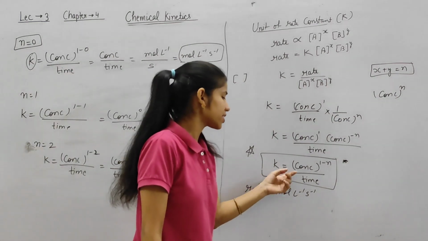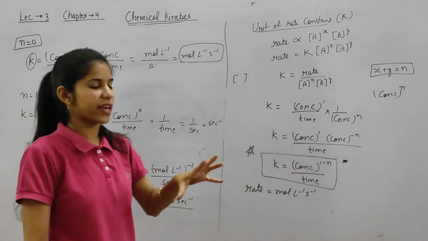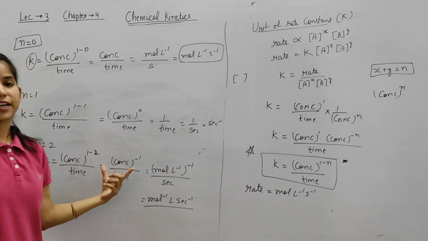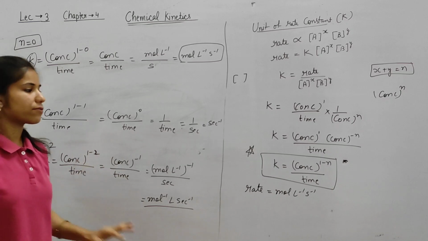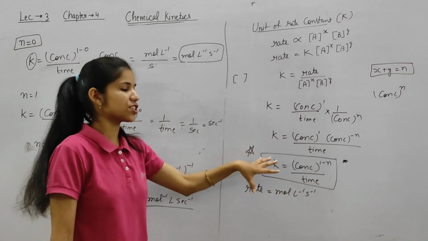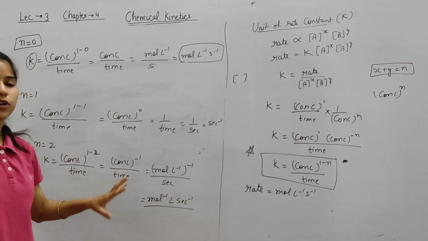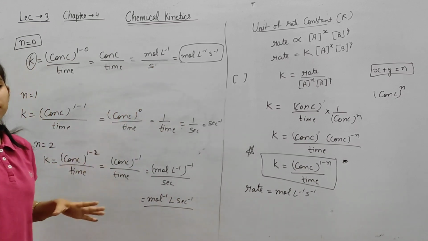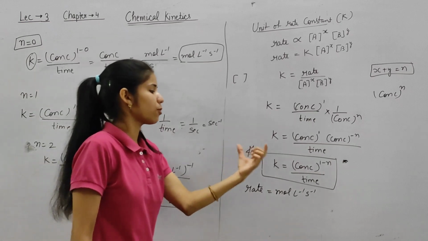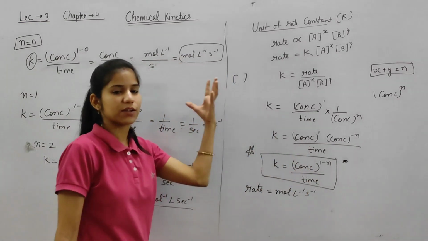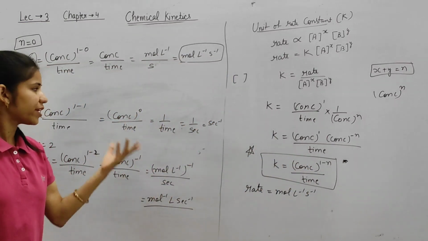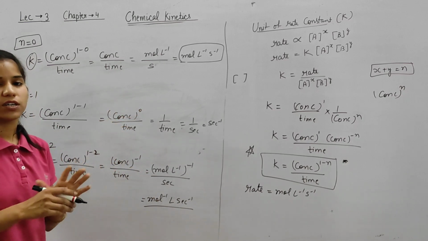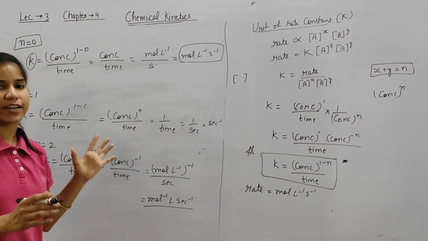So you have to learn this expression, and some questions come like this. You have to find out the unit of rate constant for second order. So you have to apply this expression and find out the unit of rate constant. You can also learn these units, okay, but the simple formula is this. From this you can calculate for every order of reaction, like whichever order is given, and you can find out the unit of that rate constant.